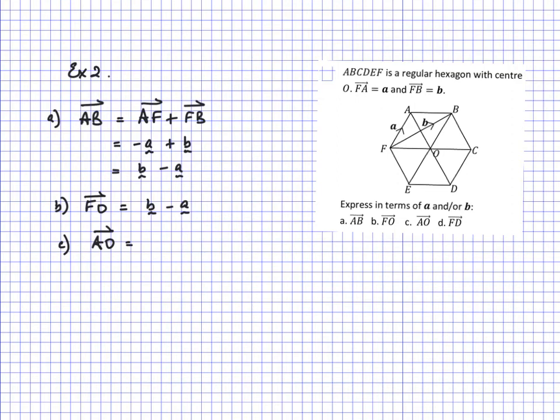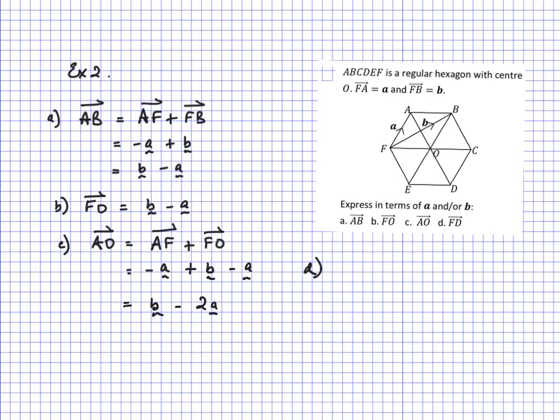Part C, AO. Now A to O, here's AO here. So A to O is A to F plus F to O. Now A to F is minus A, and F to O, oh here it is here, it's B minus A, so plus B minus A, and we'll write that as B minus 2A.